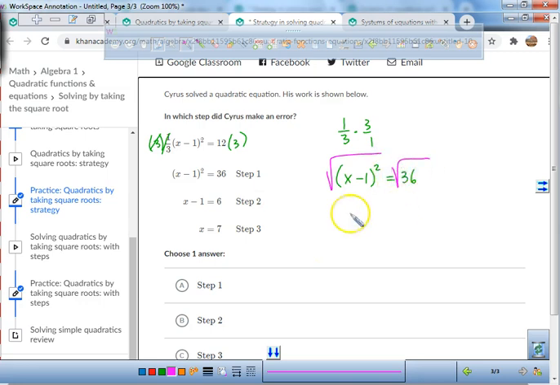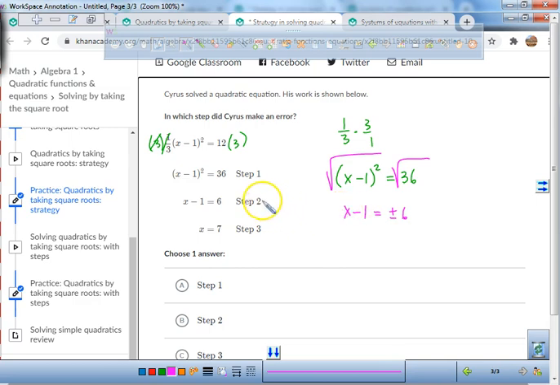So when we take the square root, we get x minus 1 equals, what should be the answer right here? Not just a 6. How many times do I have to say it? It's not just a 6. It's a plus or a minus.